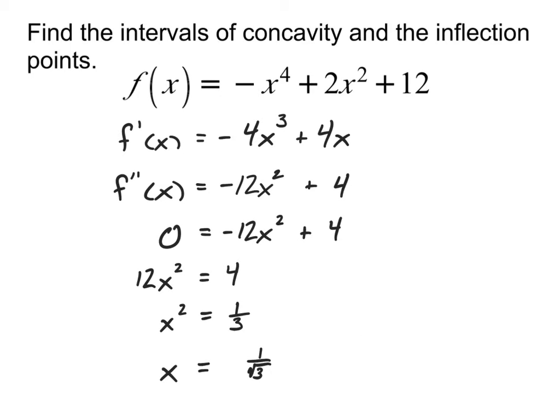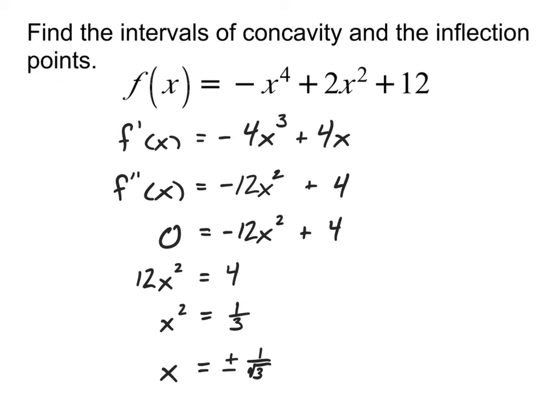But there's one other thing we need to remember in this process. We are doing x squared equals 1/3, so we had to take the square root of both sides. When you take the square root of both sides, remember the plus or minus. This actually has two solutions. It has a positive 1 over root 3 and a negative 1 over root 3 as possible solutions. So there's actually 2 points of inflection in this problem.